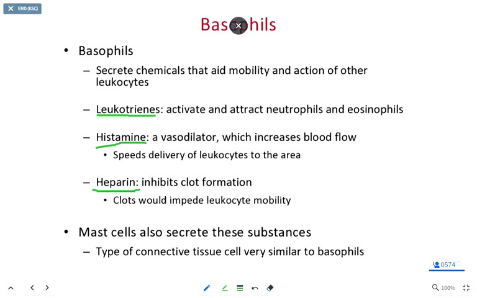There are three primary chemicals I want you to associate with basophils. The leukotriene recruits other leukocytes. The histamine promotes vasodilation, and the heparin inhibits clot formation. All three of these chemicals work together to maximize the number of neutrophils and eosinophils that can arrive at the site of infection. Basophils can also be transformed into mast cells, which are chemically, structurally, and functionally very similar to a basophil.